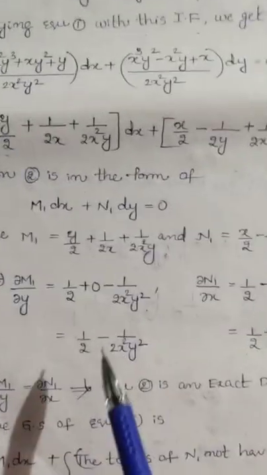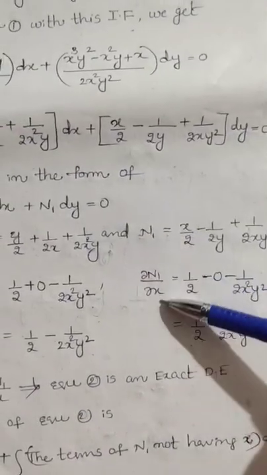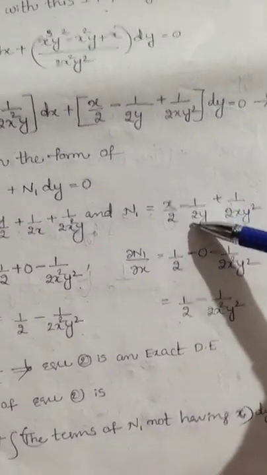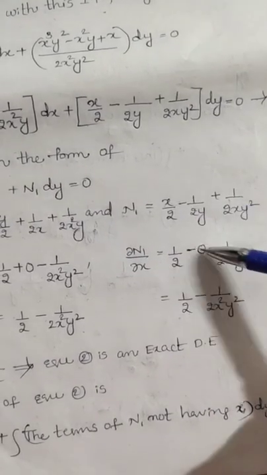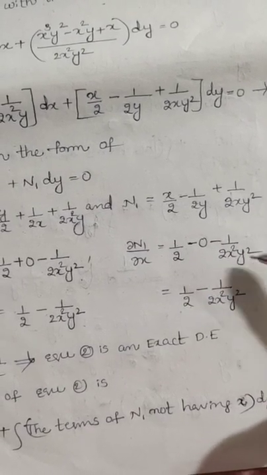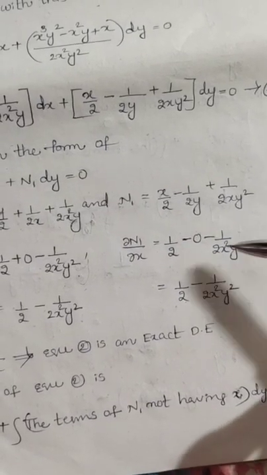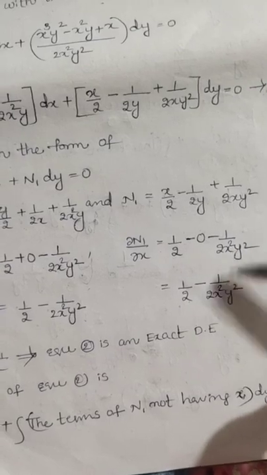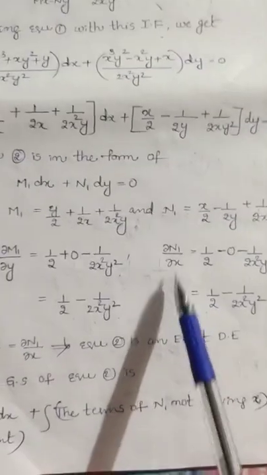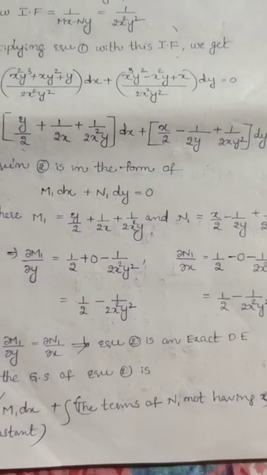So ∂M1/∂y equals 1/2 minus 1/(2x²y²). And ∂N1/∂x: differentiating with respect to x, the derivative of x/2 is 1/2. There is no x term in the second term, so it becomes 0. Here 1/(2y²) is constant, and the derivative of 1/x is minus 1/x², so we get minus 1/(2x²y²). That equals 1/2 minus 1/(2x²y²). So ∂M1/∂y equals ∂N1/∂x, that is 1/2 minus 1/(2x²y²). Both terms are equal.